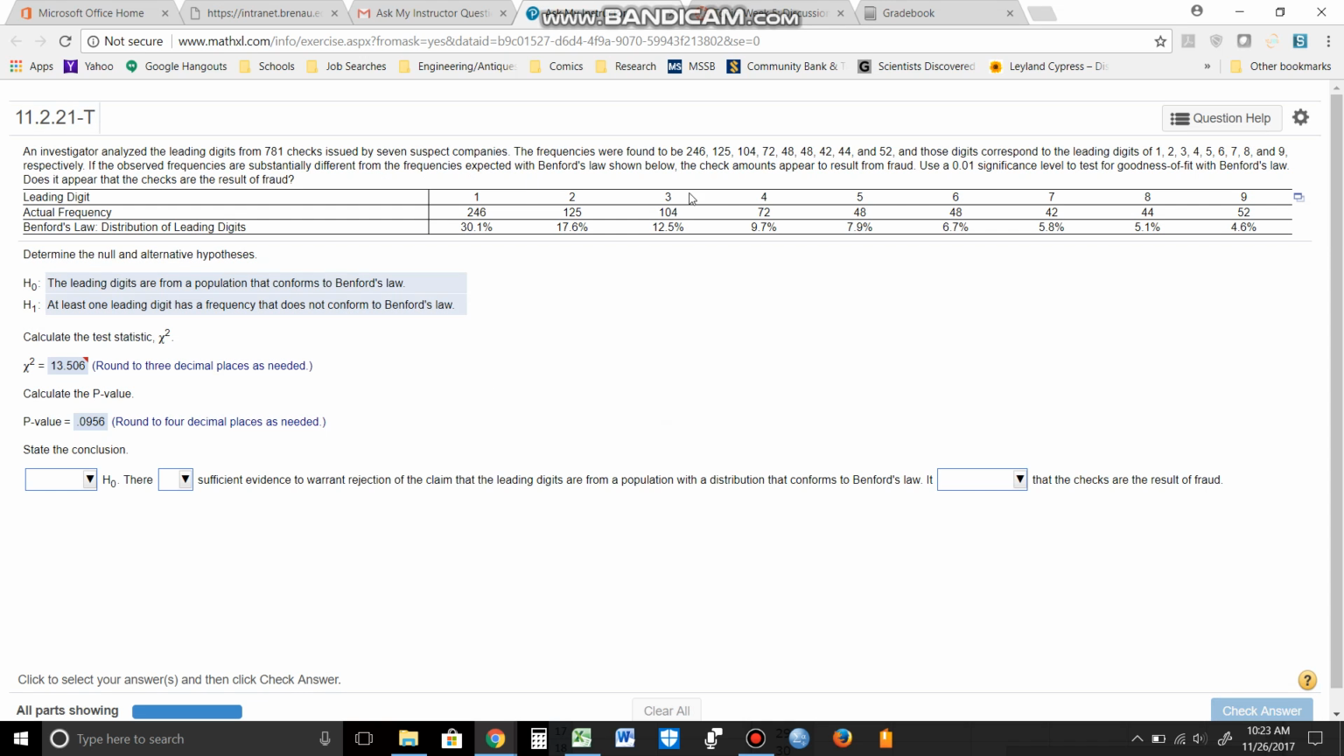And alpha, they told me in this problem, was 0.01. The p-value is bigger than alpha, therefore we are going to fail to reject the null. There is not sufficient evidence to warrant the claim. It confirms that it does not appear that the checks were the result of fraud. So in essence, what we've established here is that since we did not reject the null, it does not appear that these checks were fraudulent.